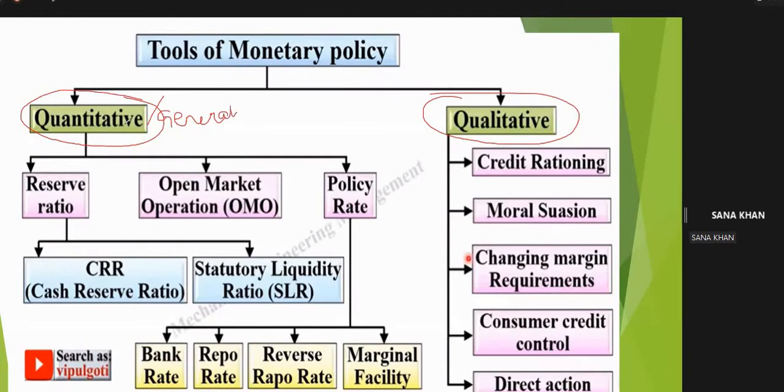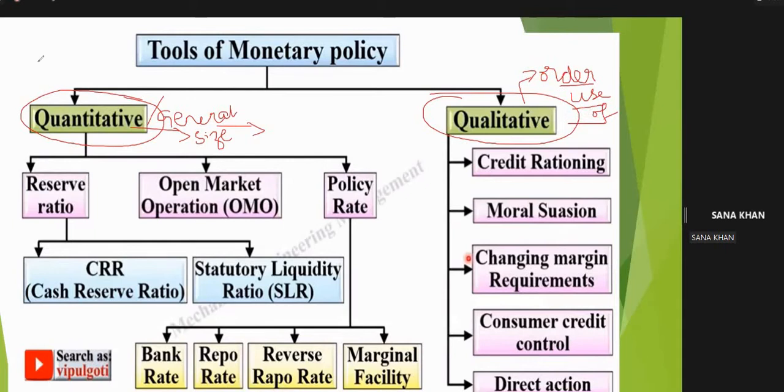Quantitative basically decides the size of money supply, how much money has to be supplied and how much it has to be reduced. Qualitative depends on providing orders and requests from the RBI so that they can have control over the money supply. This is like having a barrier on the use of money. Quantitative is how much money has to be injected into or withdrawn from the economy, but here it is the use of money, where it can be used.